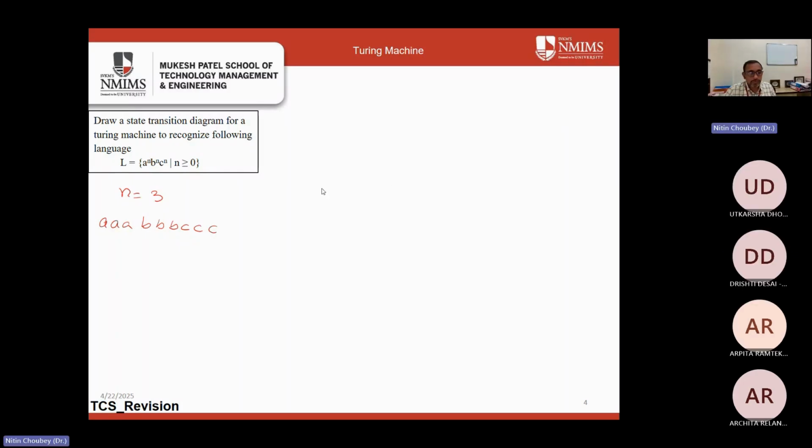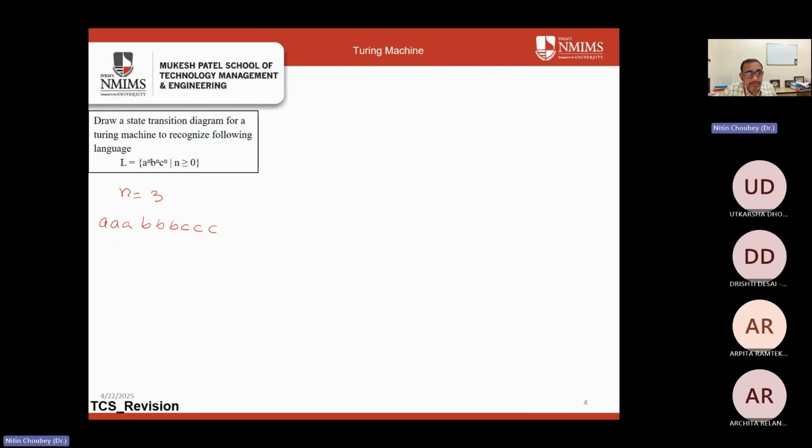So how to handle this situation now? The language says that L equals a^n b^n c^n, which means if n is equal to 3, we have 3 A's followed by 3 B's followed by 3 C's.